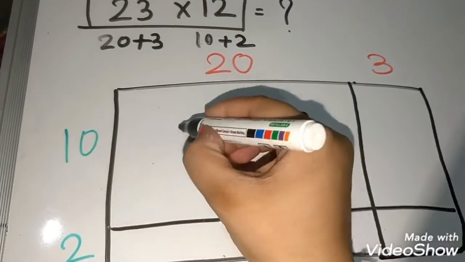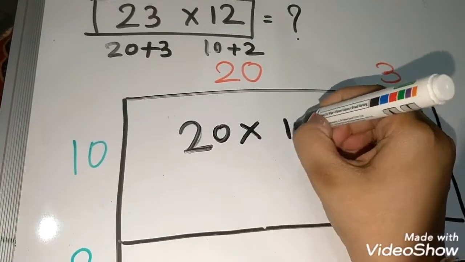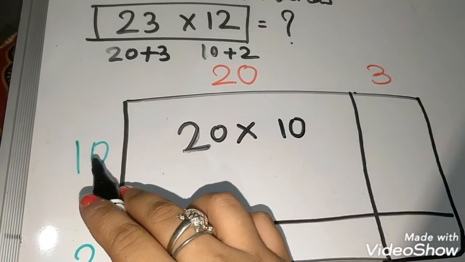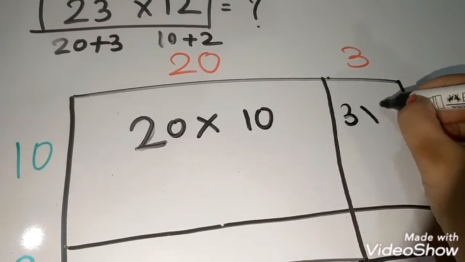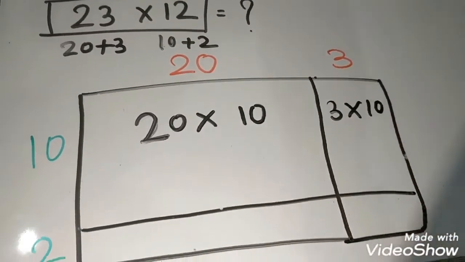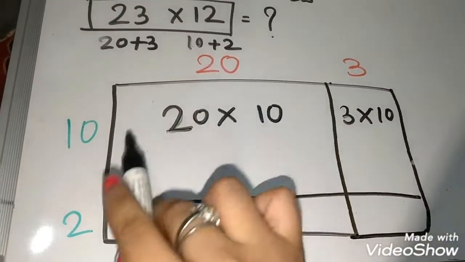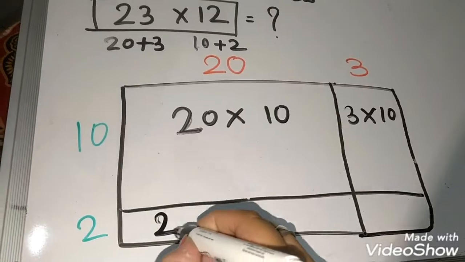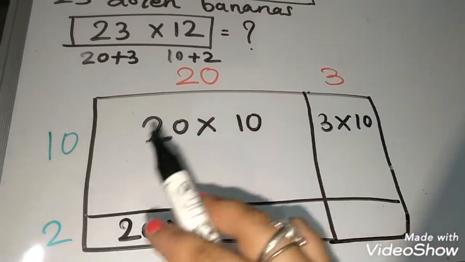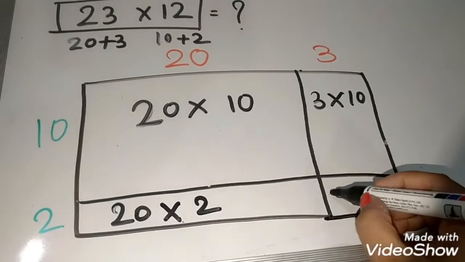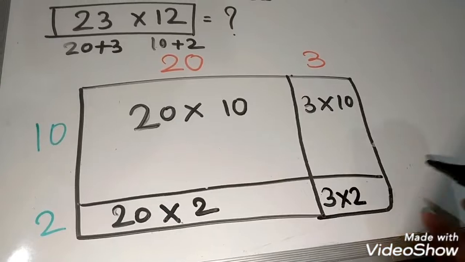20 times 10. Then 3 times 10. First we will write the statements. 20 times 2. Then 3 times 2.